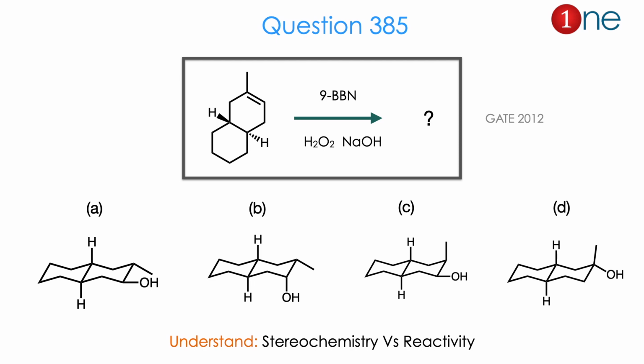Here they have given four different products. All differ in the OH attachment: whether the OH is attached on the above-hydrogen side or below the hydrogen side, or on the methyl side or the less substituted side. So four different possibilities. So from the question of alkene and hydroboration, you might realize the question is really about stereochemistry versus reactivity in hydroboration. The answer is D. Let us see how.